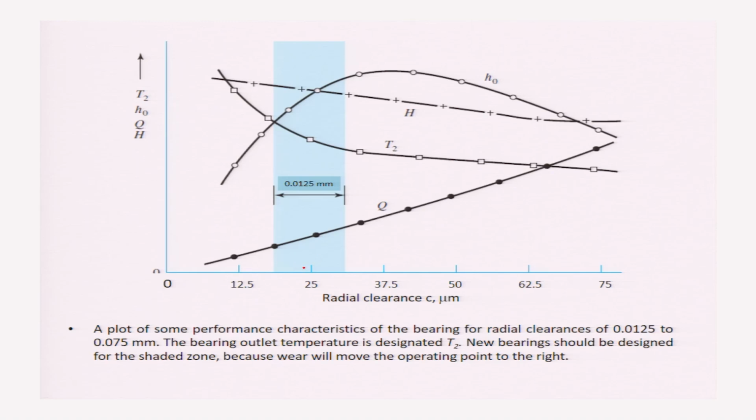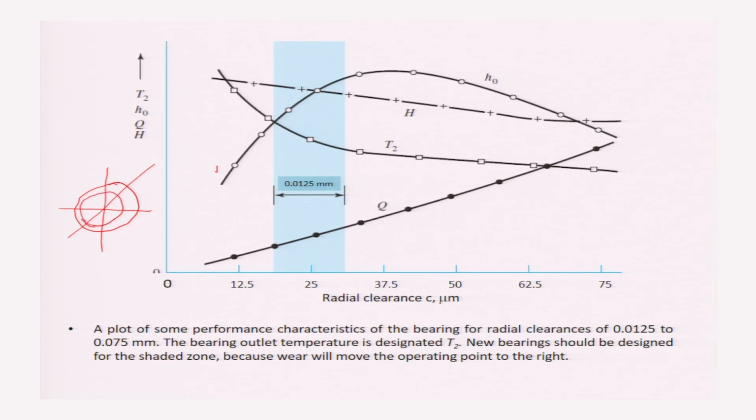The bearing outlet temperature is designated as T2. The bearings should be designed for the shaded zone because wear will move the operating point to the right. Let us see how. If the clearance is very tight, you are in this zone, then minimum film thickness is small, and the small film thickness is not good. The meaning is you have, and through the line of center will be the minimum film thickness.